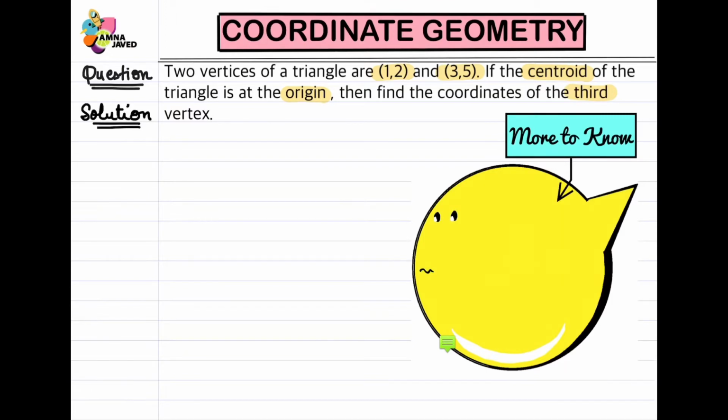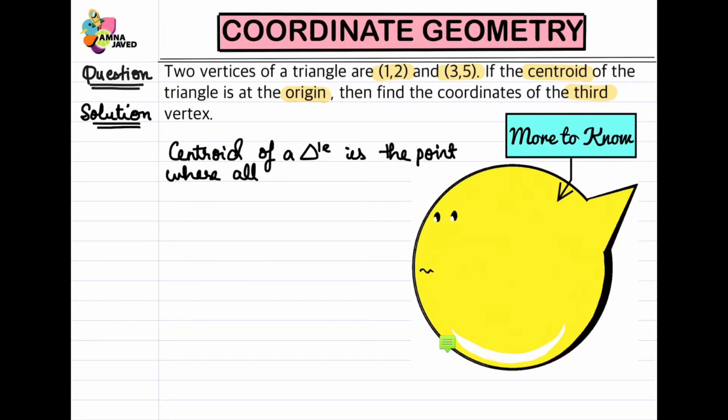So first, we all need to know what a centroid exactly is. So, the centroid of a triangle is the point where all its medians intersect. So, let's try to know more about it.